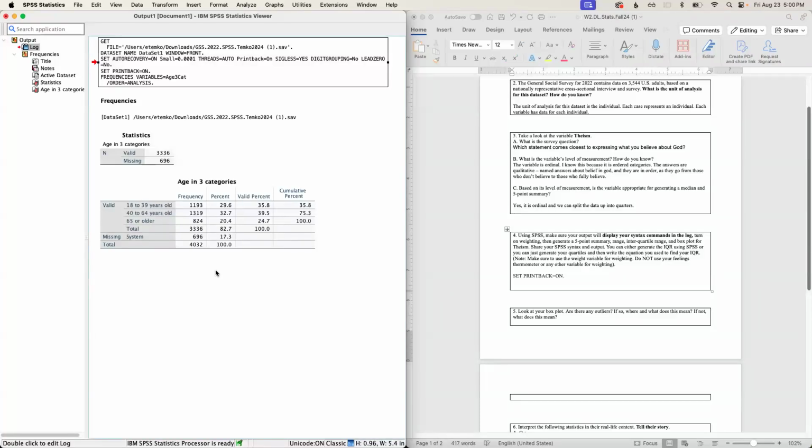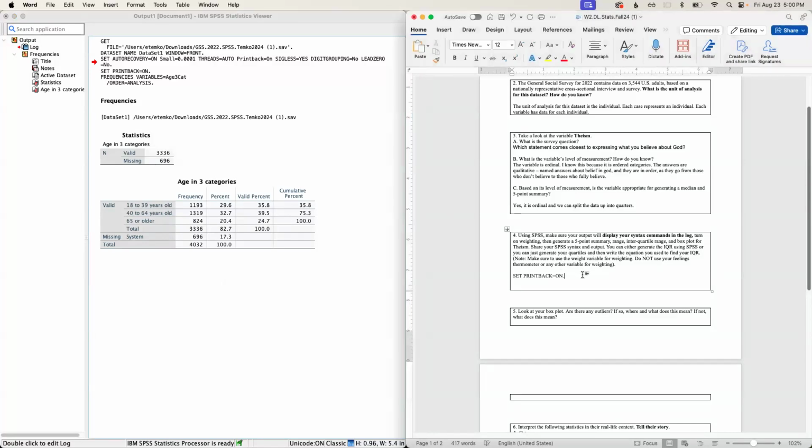It used to be the default in earlier versions of SPSS. Now it's not the default. And so you just want to turn it on so that it stays on and so that you have that syntax to keep track of what you're doing. Okay, then it says turn on weighting.